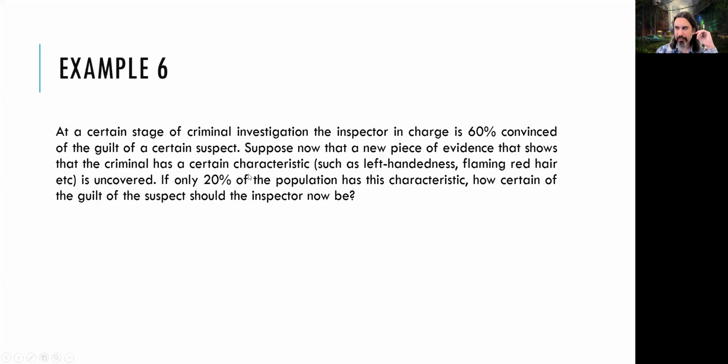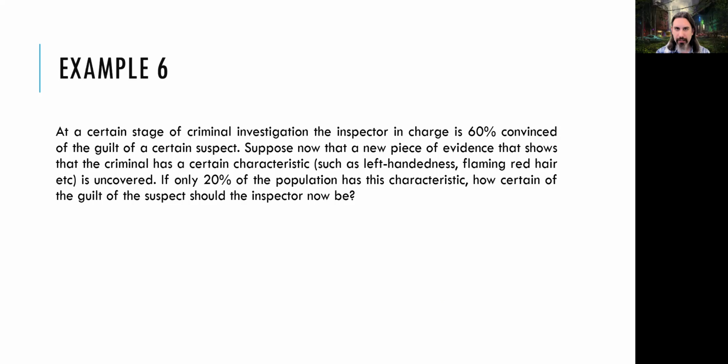At a certain stage of criminal investigation, the inspector in charge is 60% convinced of the guilt of a certain suspect. Suppose now that a new piece of evidence that shows that the criminal has a certain characteristic, such as left-handedness, flaming red hair, etc., is uncovered. If only 20% of the population has this characteristic, how certain of the guilt of the suspect should the inspector now be? Okay, this one is a bit harder event-wise.